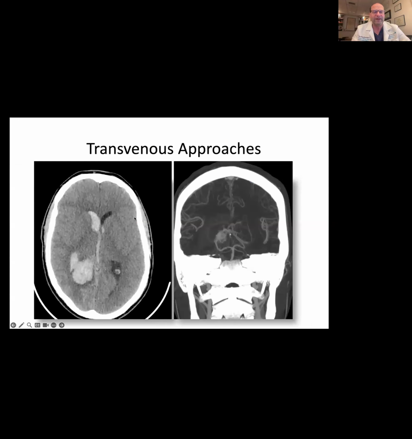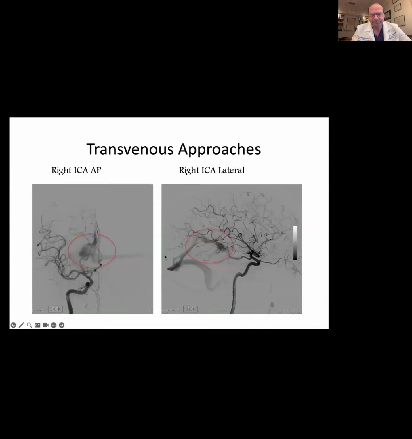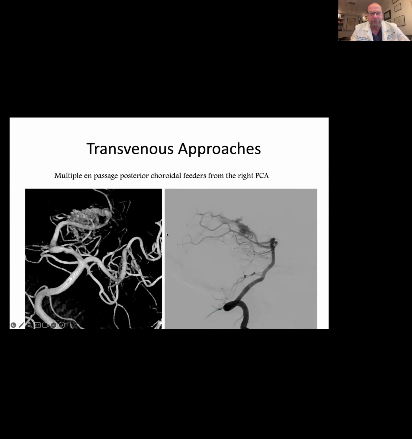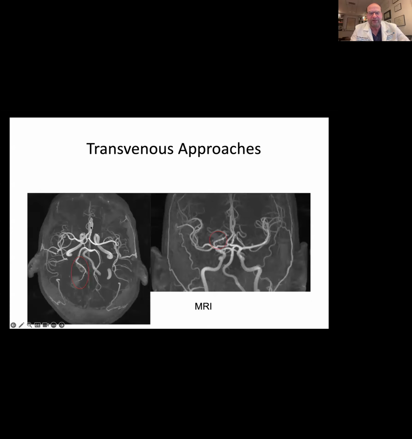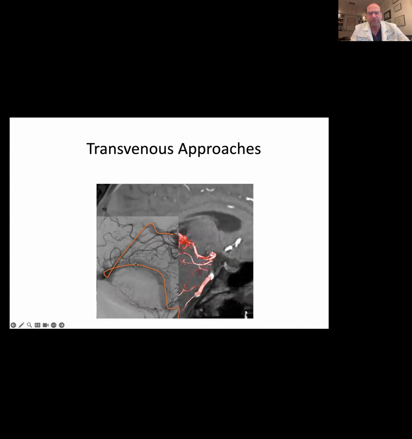Here's an example, patient with a bled AVM. We go into the AVM not from the front door because we see only here en passage feeding vessels with a normal artery still going towards the brain. So you can't take this from the arterial side, but you can take it from the venous side.